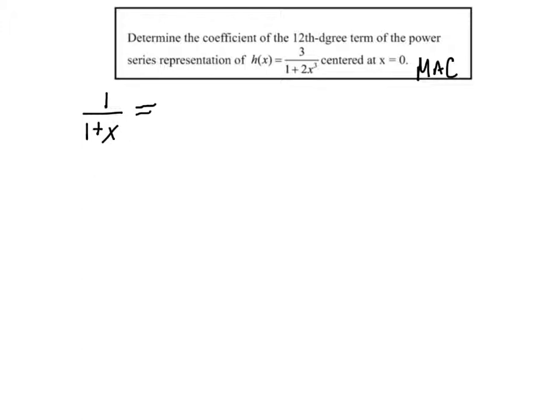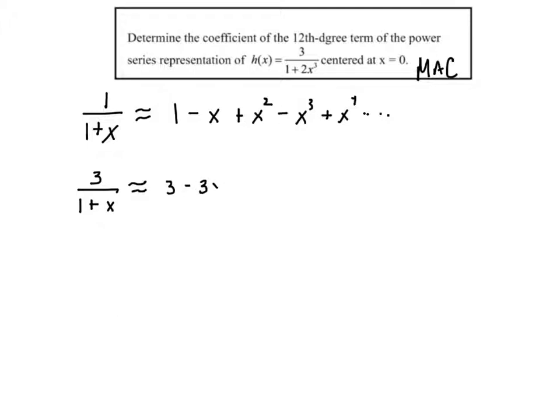Remember that this is approximately the alternating series, 1 minus x plus x squared minus x cubed plus x to the 4th, and so on. If I need more, I'll build more. If I multiplied it by 3, that's just multiplying every term by 3. So 3 minus 3x plus 3x squared minus 3x cubed, because if I multiplied the function by 3, I can multiply the polynomial by 3.